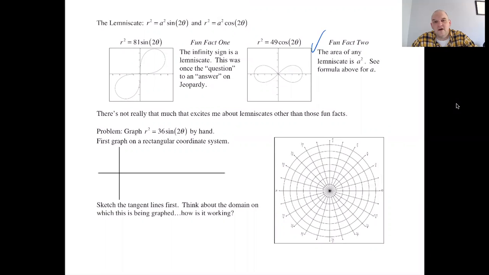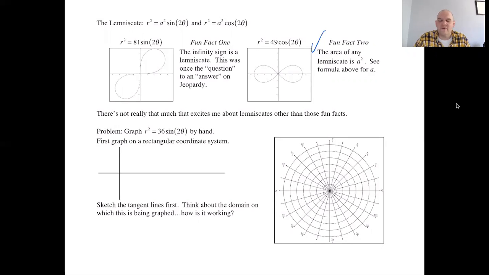They are r squared equals a squared sine of 2 theta, or r squared equals a squared cosine of 2 theta. We don't really do much with them, but they're famous and kind of interesting to look at, so I definitely wanted you to be familiar with them.